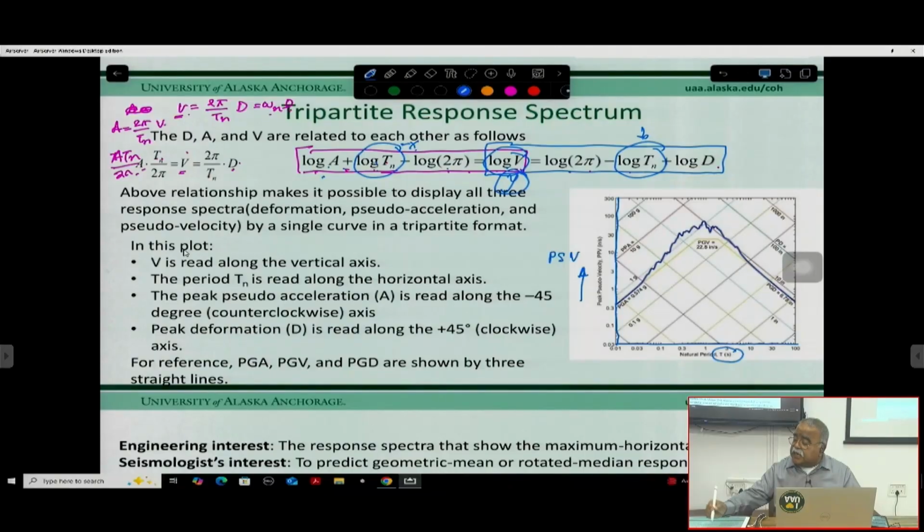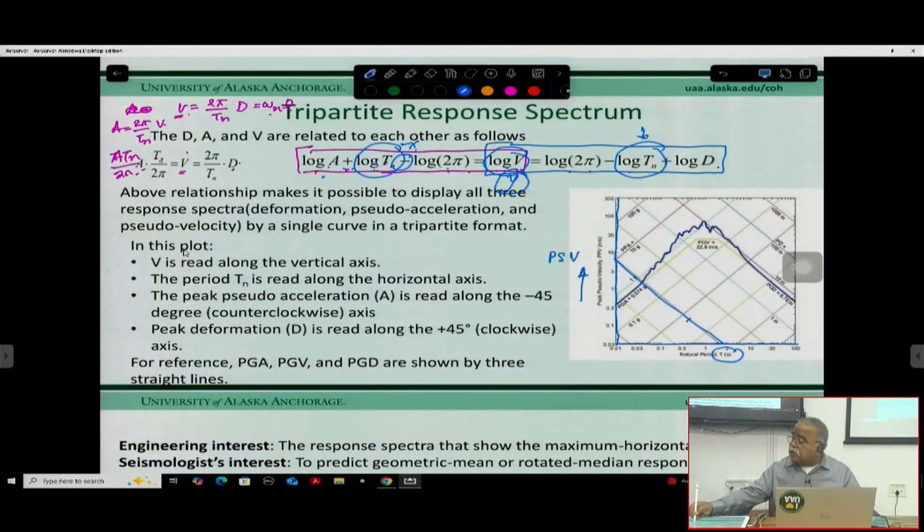So this will be 100 and minus 135, because these are the minus values. Therefore these lines are basically the acceleration lines, right?